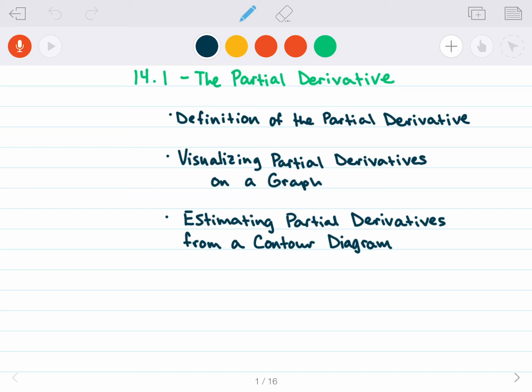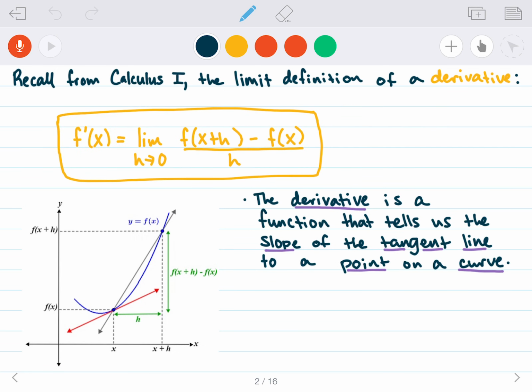Hey guys, in this video we're going to talk about Chapter 14, Section 1, the partial derivative. So we have finally gotten to the calculus in Calculus 3. So let's go ahead and recall a definition from Calculus 1.